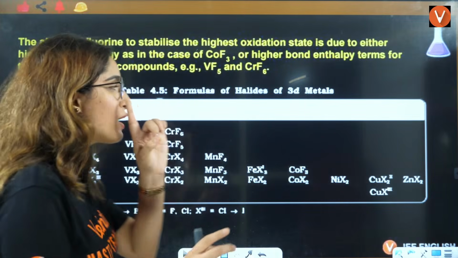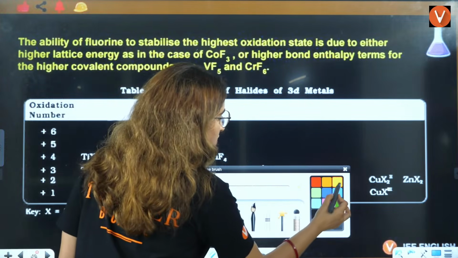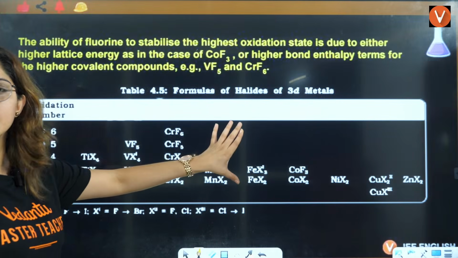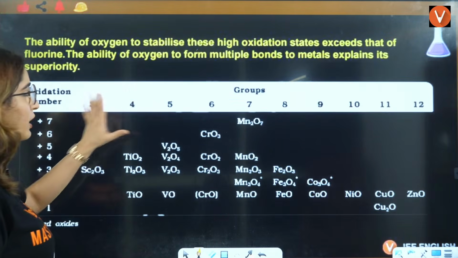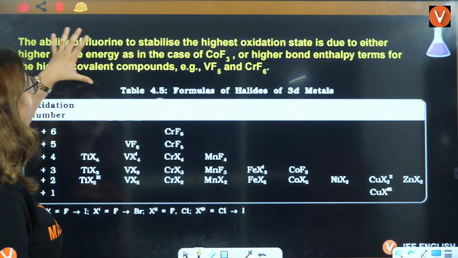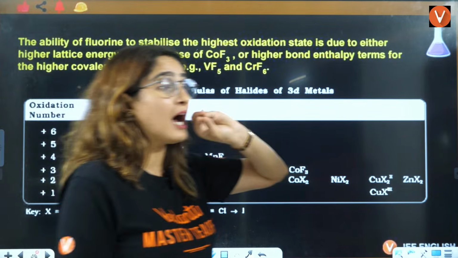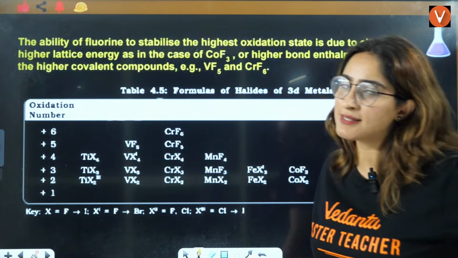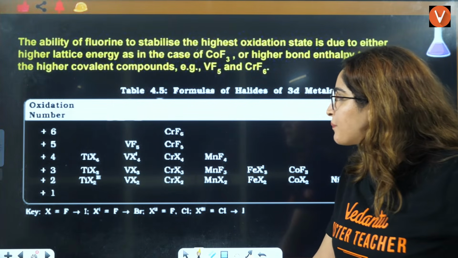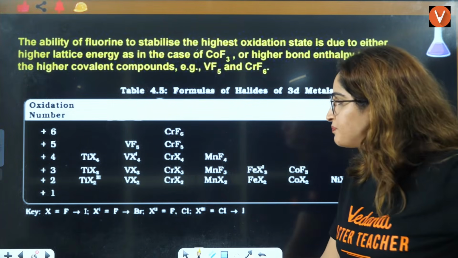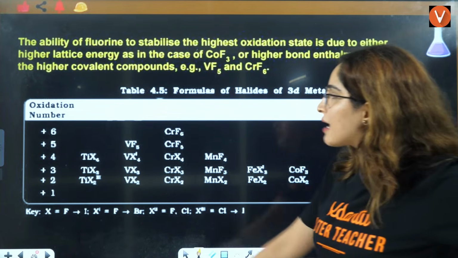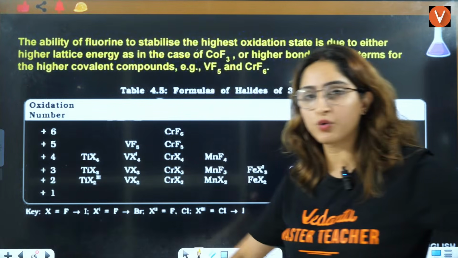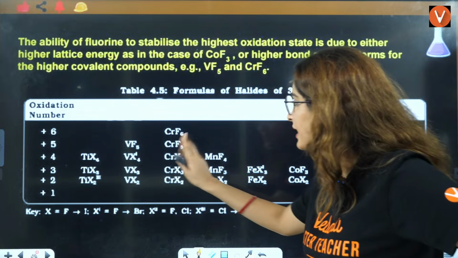And based on this, one very important question is that this table is shown in your NCERT. This is also a table of your NCERT. These are the lines of your NCERT. Let's understand what these lines mean. If you look into this table, can you see one thing? These are the oxidation numbers that they have shown. These are the metals that they have shown.